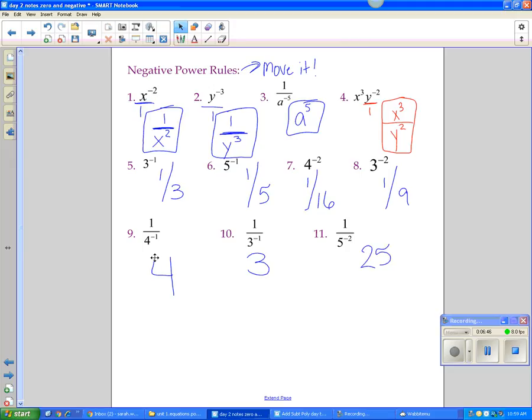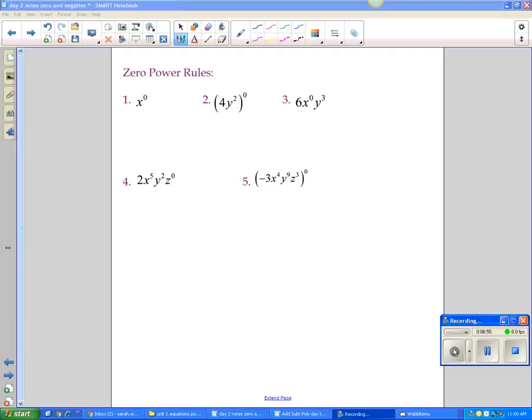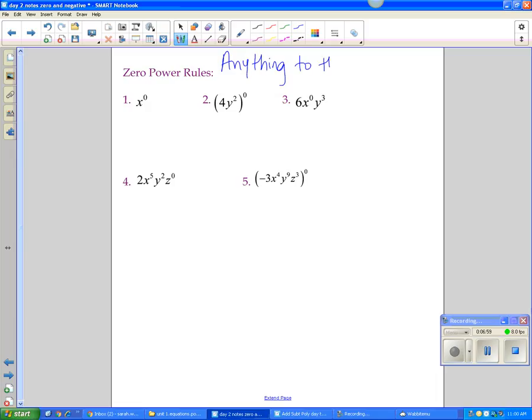All right, any questions on that one? Please write down: anything to the 0 power is 1. Anything to the 0 power becomes 1. It disappears, it cancels out. Anything to the 0 power is 1.